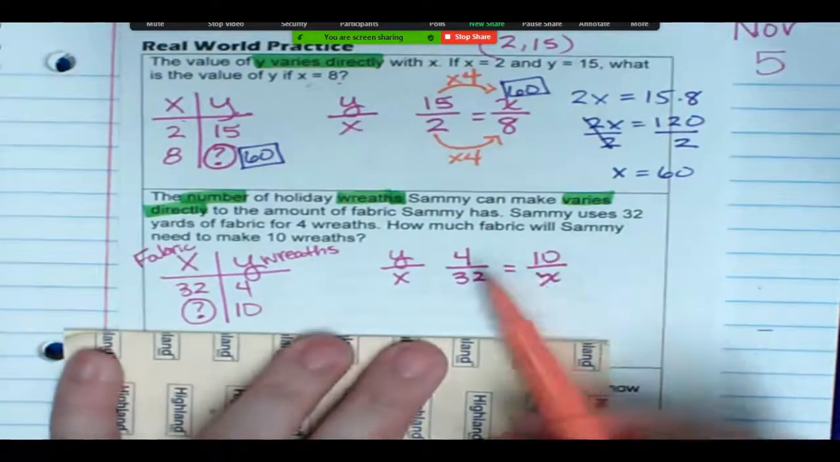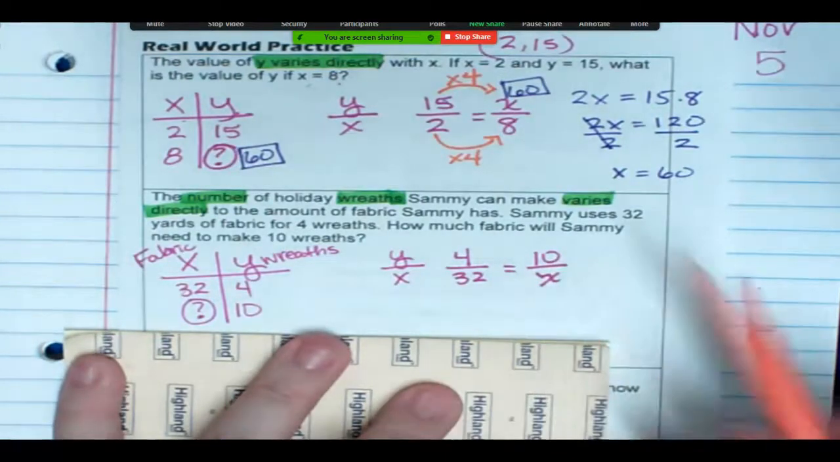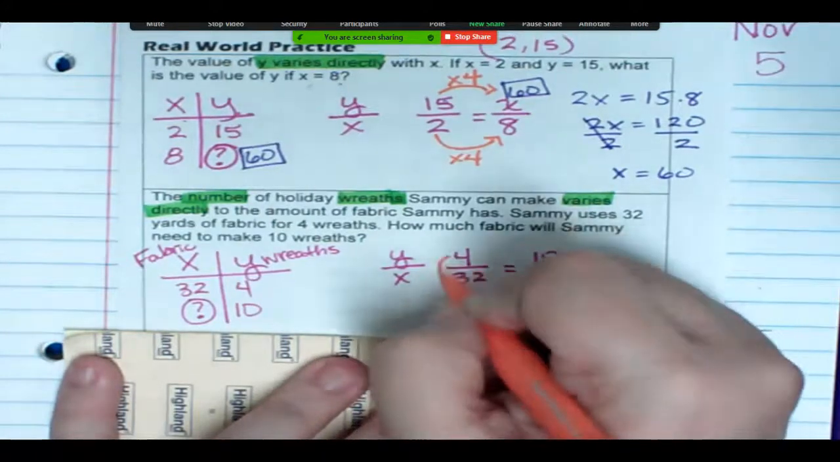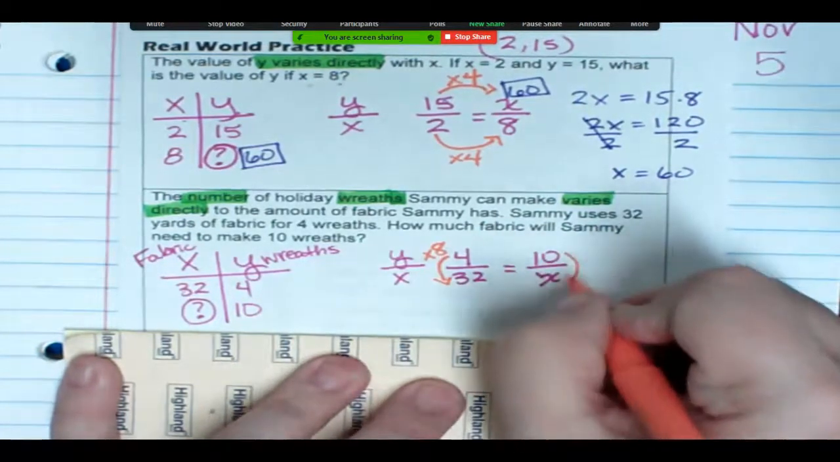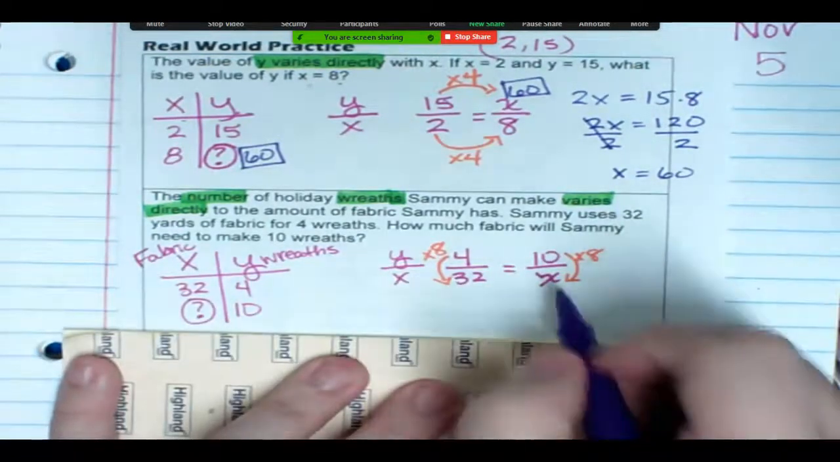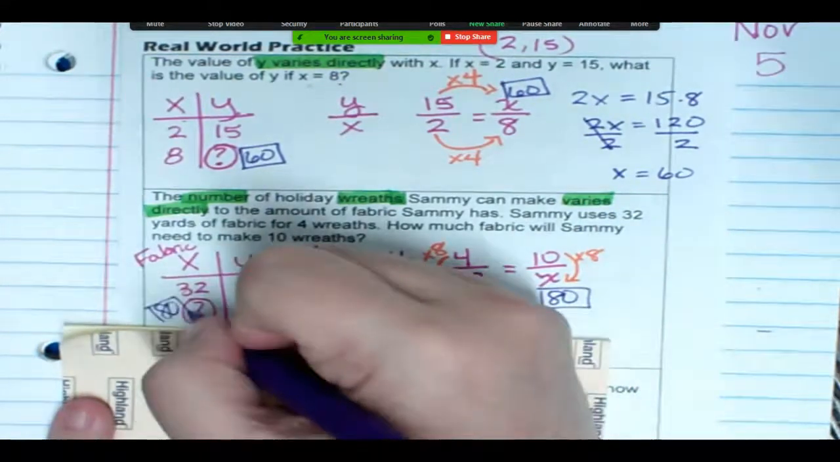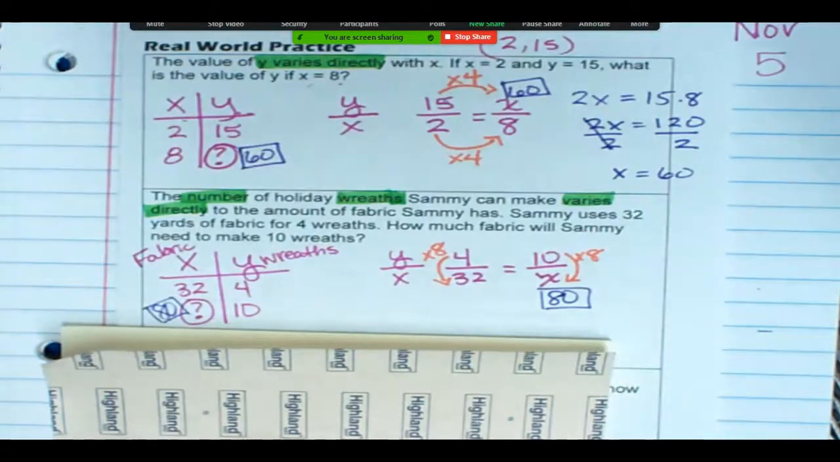First thing, I'm going to look across. 4 times what gives me 10? 4 times what gives me 32? 8. There's an easy multiplication. Times 8. But what I do to one side, I got to do to the other. Times 8 gives me 80. So my final answer would be 80. Could I have done the cross products and the equations and get the same answer? Absolutely. But why would you do that if you can find an easy way to do it?